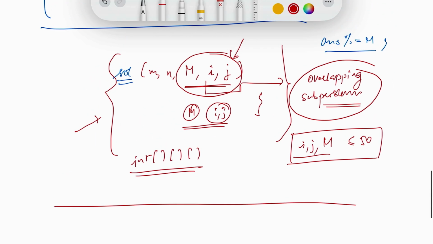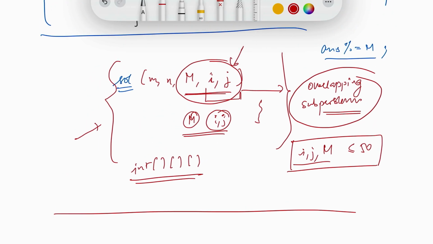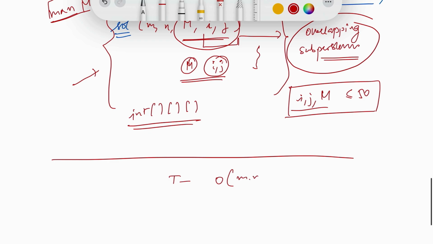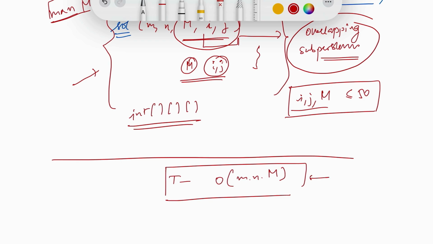And here, what is the time complexity? The time complexity would be m cross n into capital M, that is order of m into n into the maximum number of moves allowed to us. This will be the time complexity after we have done the memoization. After memo, this is the time complexity.